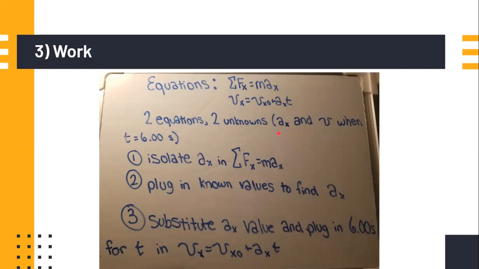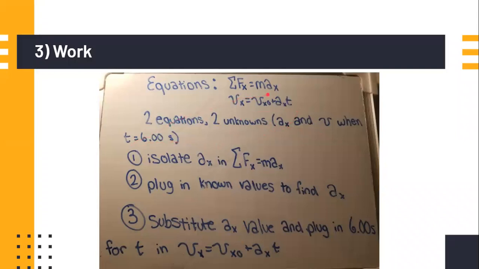Acceleration, we're going to need to find that. That's what part A is asking for. And part B is asking for the velocity when the time is at 6 seconds. Notice that we're going to need to use this acceleration as well for the second equation. It's right there, to solve for that velocity when t equals 6 seconds.